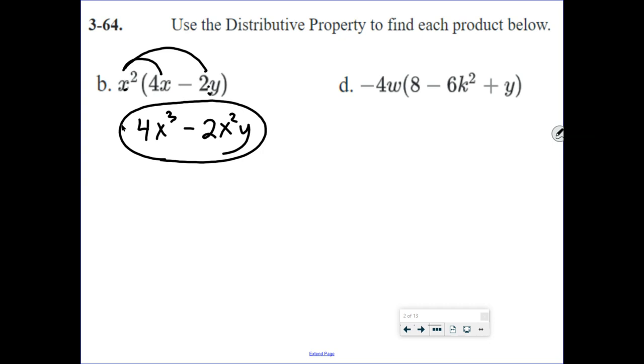So please go ahead and use the distributive property, write out letter B. This is 3-64, B and D, if you notice, we're not doing A and B, or A and C. We're just jumping around a little bit. I'm trying to shorten it a little bit. So please go ahead and write letter D on your paper, write out the problem, and distribute it. When you're done, unpause it and see if you got it right.